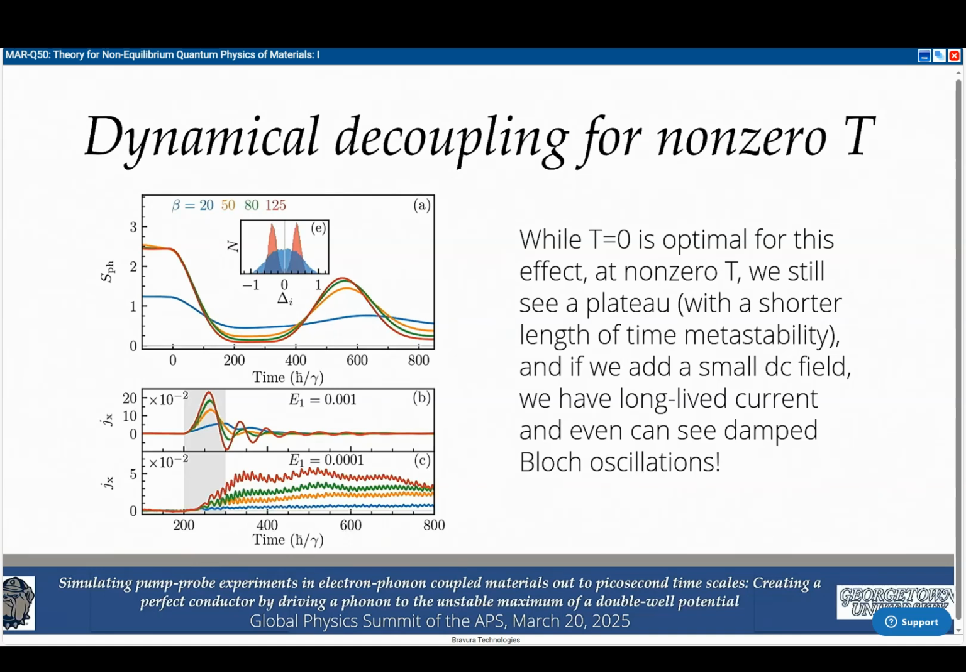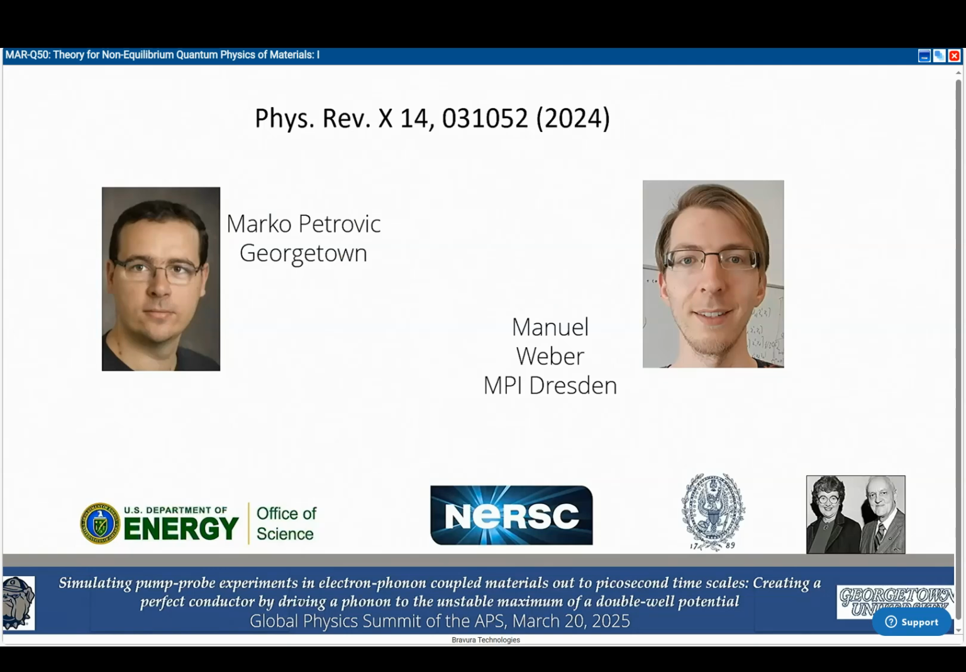If we drive it a little bit harder, we actually see damped Bloch oscillations being driven in the system. And so again, it's not a perfect conductor because of the metastability, but it displays a lot of interesting behavior that you would have in a perfect conductor, which could be useful for things like switches that are ultra fast but then turn off over a short period of time that you can tune by determining how you set up this particular metastable state.